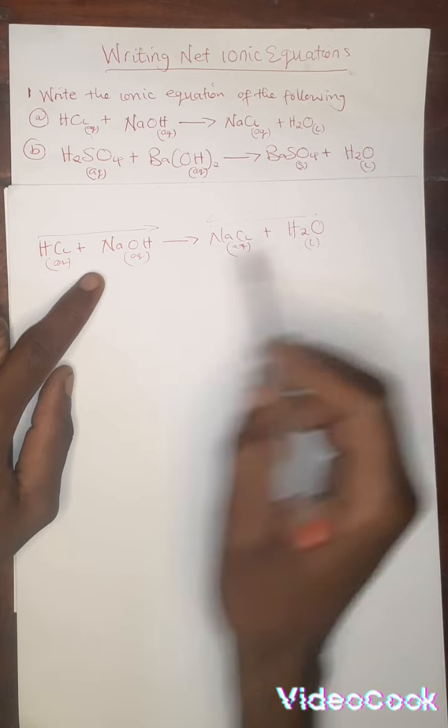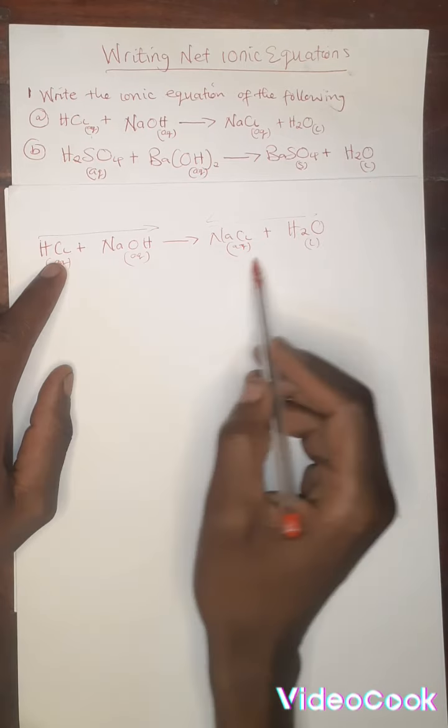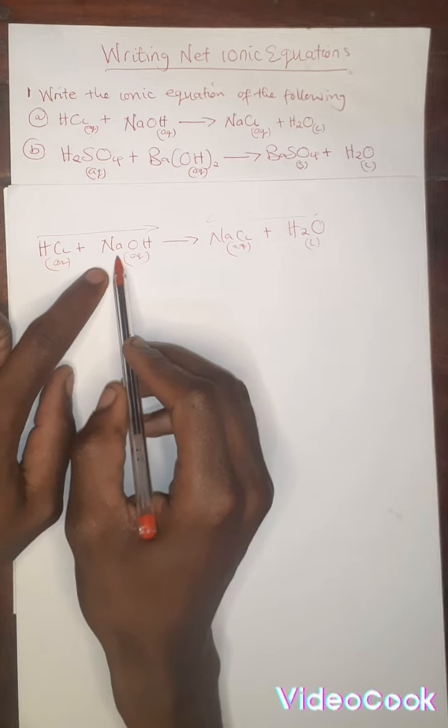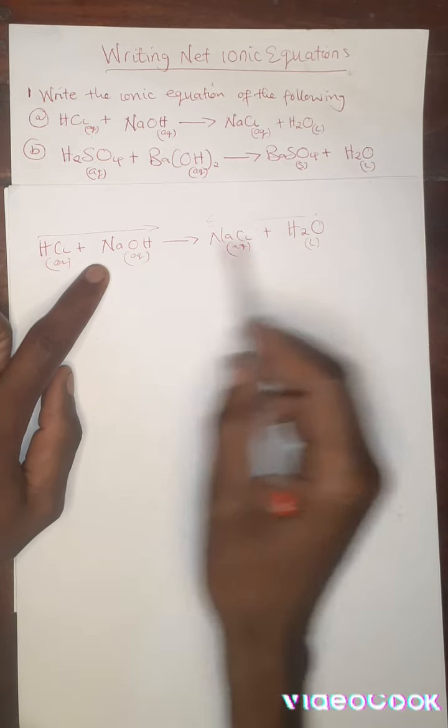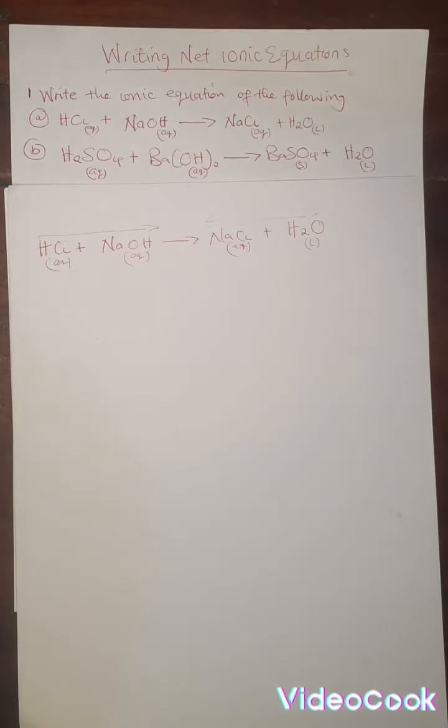Hydrogen is balanced. Chlorine, here we have one, here we have one, it is balanced. Sodium, here one, sodium is balanced. Oxygen one, oxygen one. So in this case, this equation is already balanced. It's quite easy for us now.